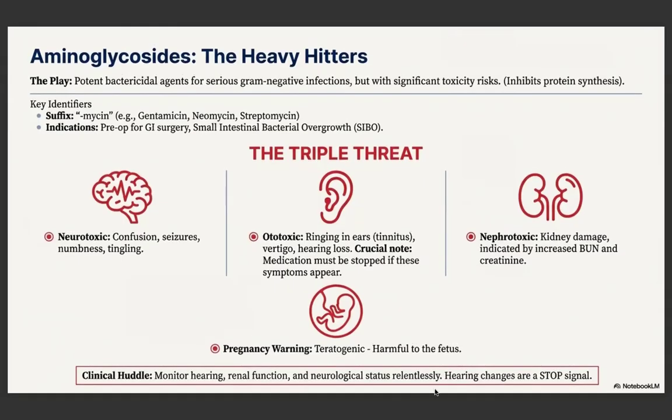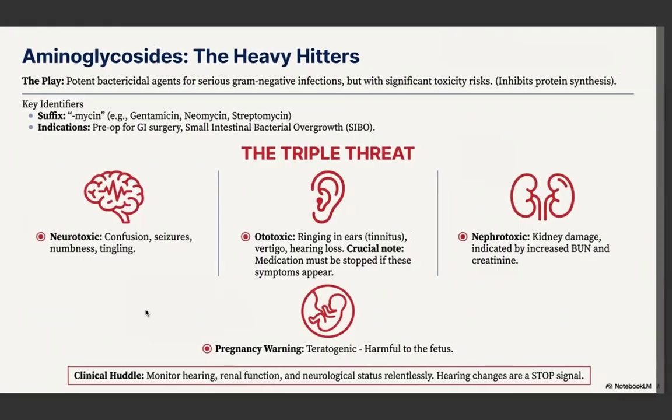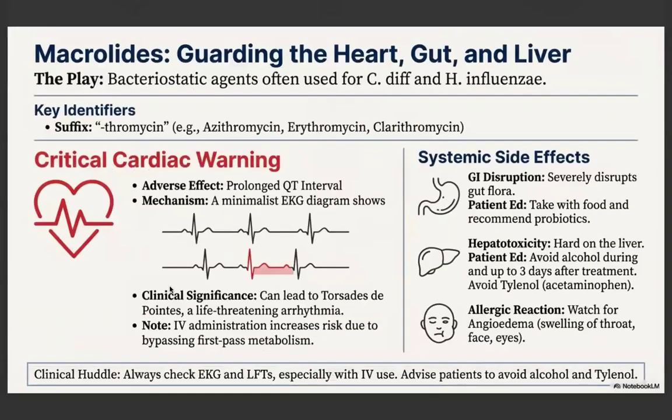And then again, just make sure hearing changes absolutely are going to be a stop signal. But these are really the big three things that you're going to need to know with the aminoglycosides. Okay, so the macrolides, heart, gut, and liver are pretty important for these ones.